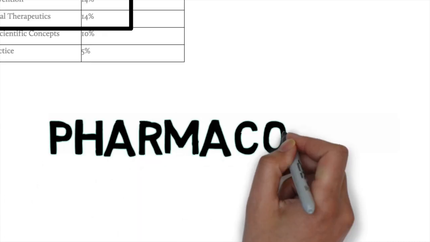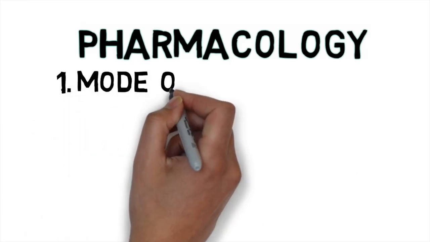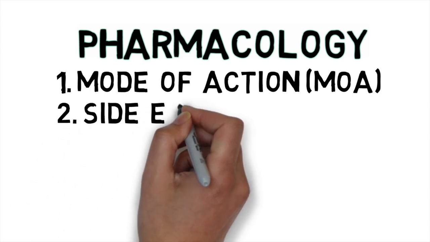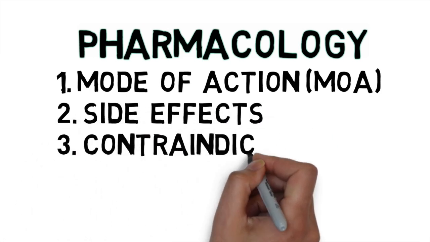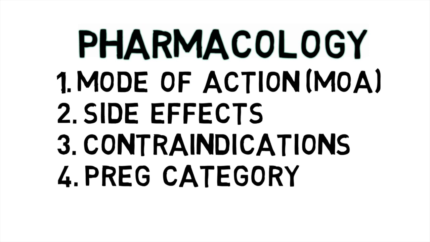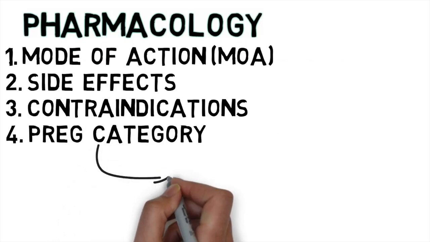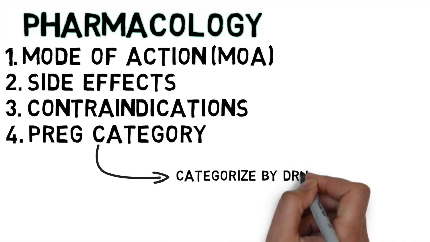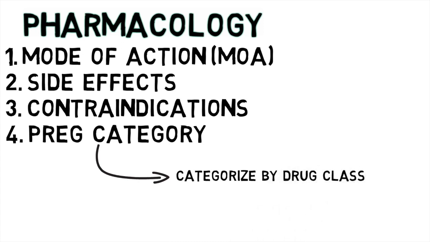Now, pharmacology, make sure you know the mode of action for each one of the drugs, their side effects, contraindications, and pregnancy categories. Now, for pregnancy category, you don't have to remember for every single drug. Usually what you can do is take the whole drug class and see what pregnancy category it falls in.